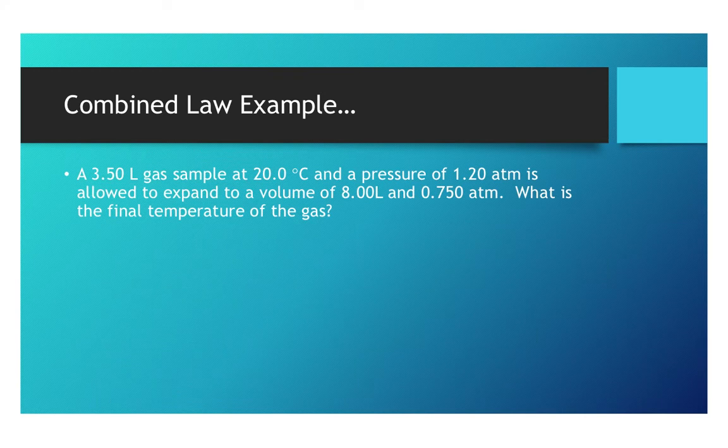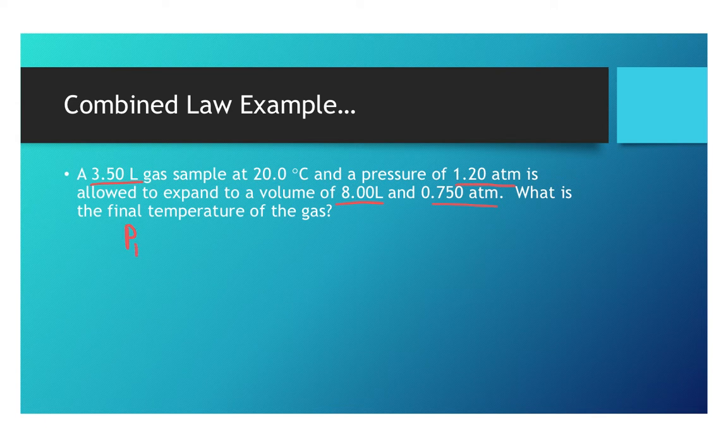So let me show you how this works. A 3-liter gas sample at 20 Celsius and a pressure of 1.2 atmospheres is allowed to expand to a volume of 8 liters and 0.75 atmospheres. So we've got the pressure changing, and we also have the volume changing. So more than one thing is changing, and when more than one thing is changing, that's the time to use the combined gas law.